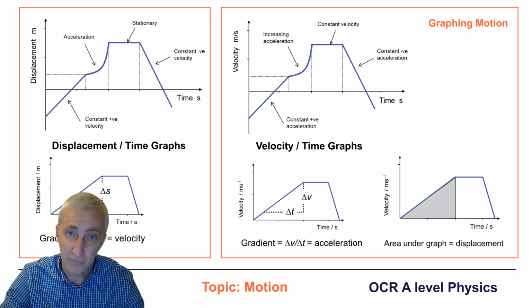When you encounter a graph for motion, ensure that you check which type it is. A common mistake is to assume it is a displacement time graph, when actually it is a velocity time graph, or vice versa.